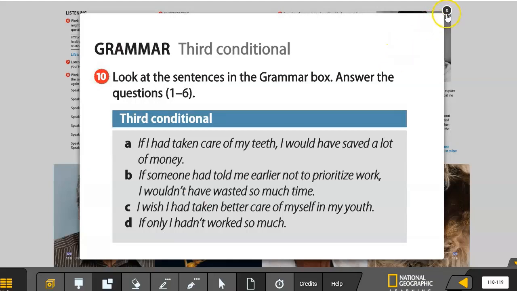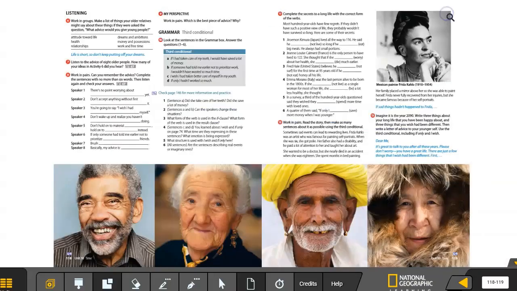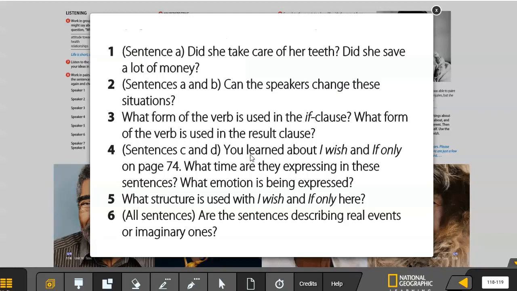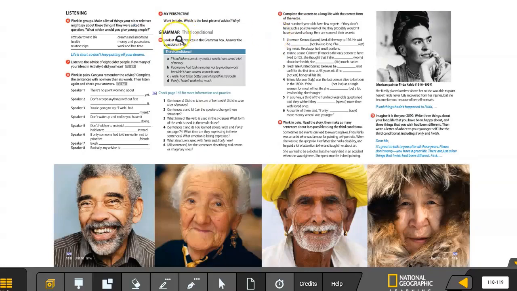Yeah. Okay, guys, so let's see. Let's answer this exercise, guys. Okay, it's here. Sentence A. Did she take care of her teeth? No. No, she didn't. Did she save a lot of money? No, she didn't. Okay, that's why we are expressing that. Okay, letter B. Okay, let me just submit together, guys. Here and here.